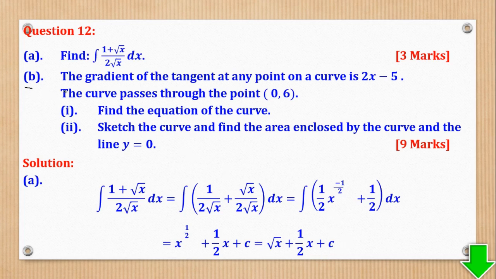Then for part B, the gradient of the tangent at any point on the curve is this. The curve passes through the point this. Roman 1, find the equation of the curve, and Roman 2, sketch the curve and find the area enclosed by the curve and the line y equal to 0.